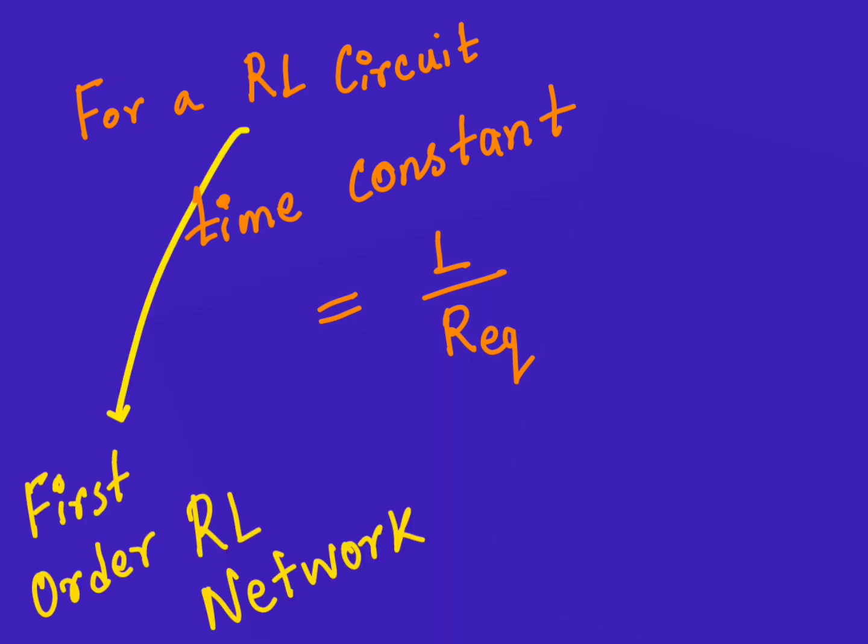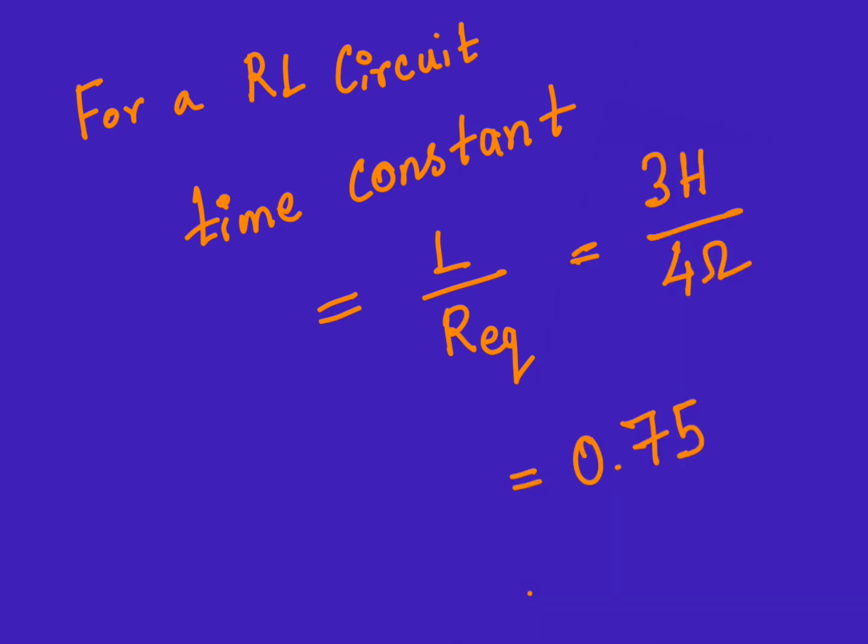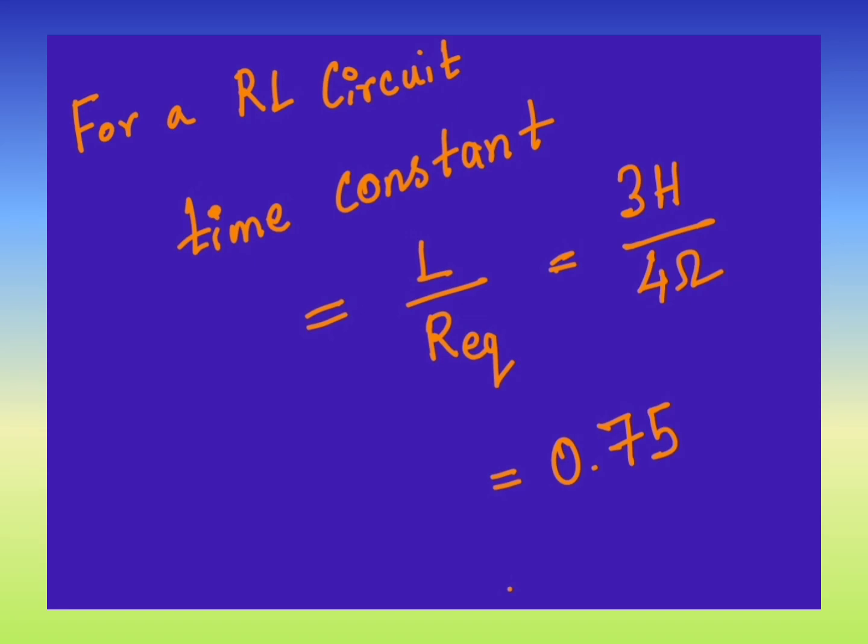Generally, for a first order RL network where there is only one effective inductor, which is a storage element, the time constant is L by R equivalent. So here it will be 0.75, that is 3 divided by 4, and this is our answer.